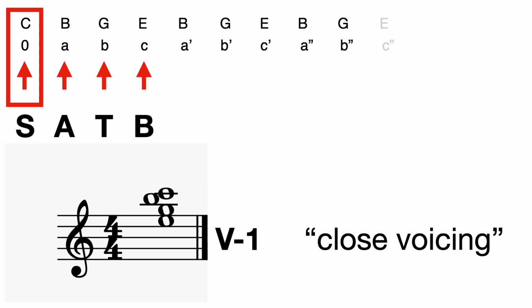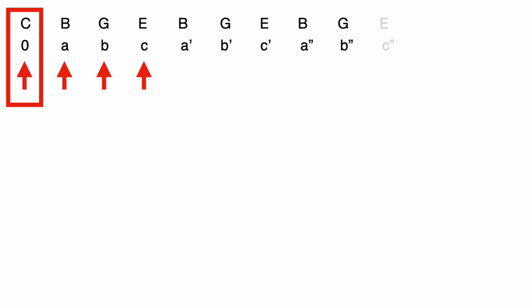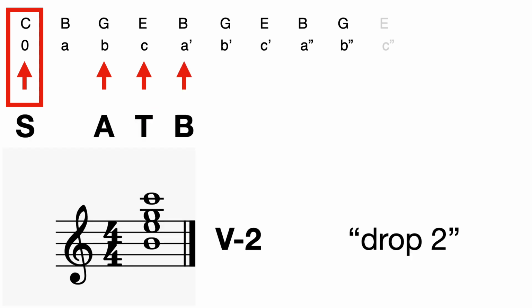So again, we have V1, this close or closed voicing. But here we're going to hang it from the soprano. So we have the soprano, alto, tenor, and bass. So that soprano is going to remain the same, and this is V1. If we move the B down an octave, this is going to give us V2, and this is also commonly known as the drop 2 voicing.